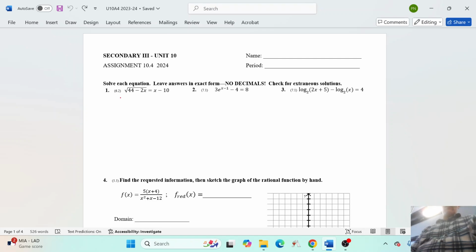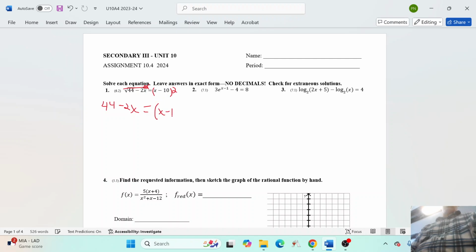So number one, you do have to power both sides. You have to power the x minus 10 all squared. That'll get rid of the radical, so we're left with 44 minus 2x. Do you remember how to do this with radicals? Squared means there's two of them, so x minus 10 times x minus 10, because when you square both sides, there's two of them.